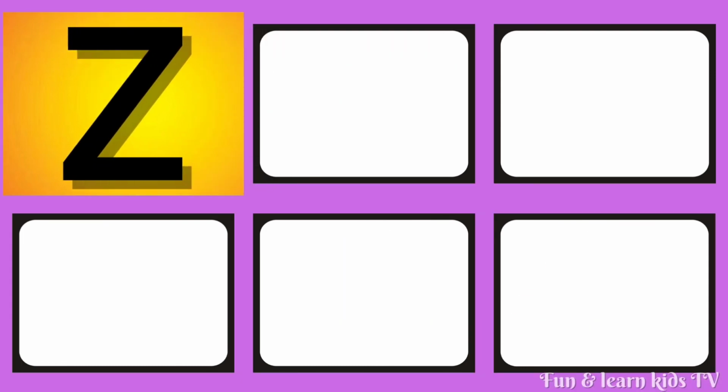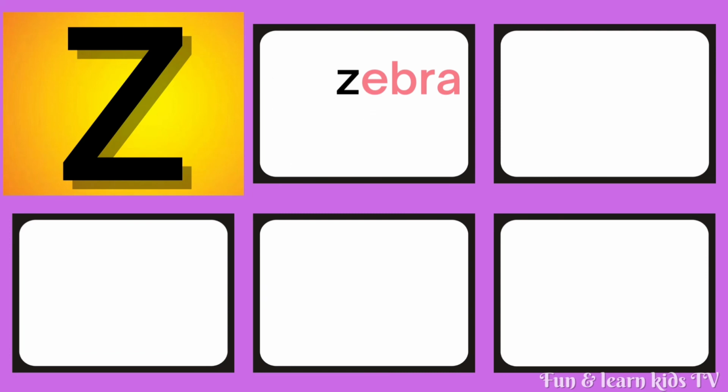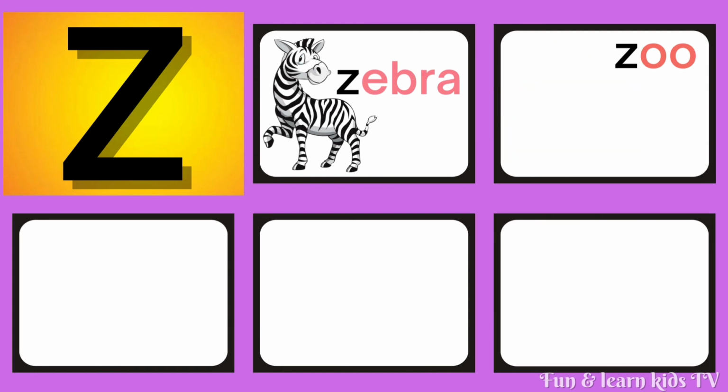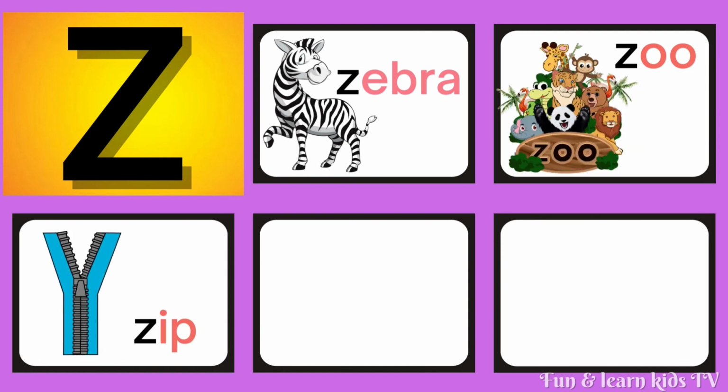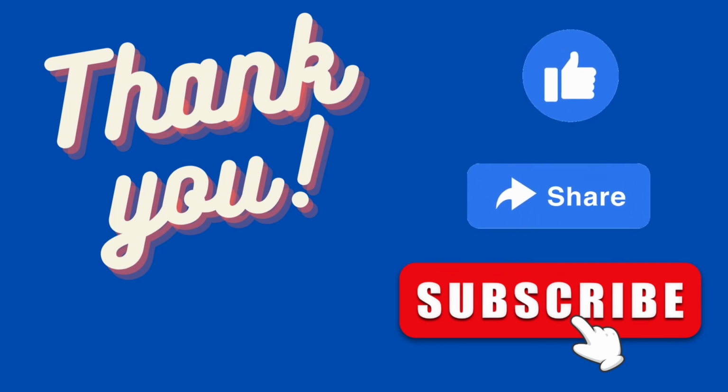Z. Z is for zebra. Z is for zoo. Z is for jeep. Z is for zero. Z is for zigzag.